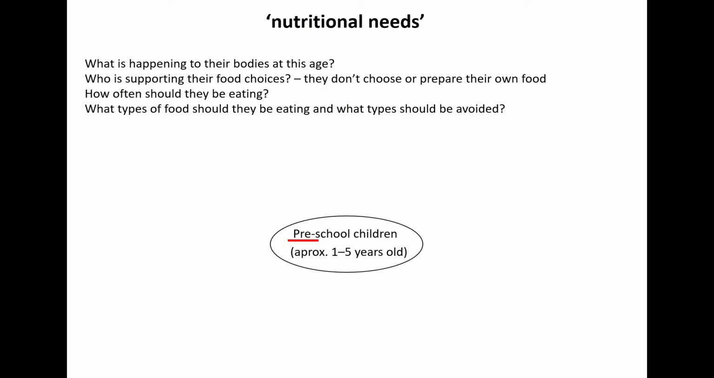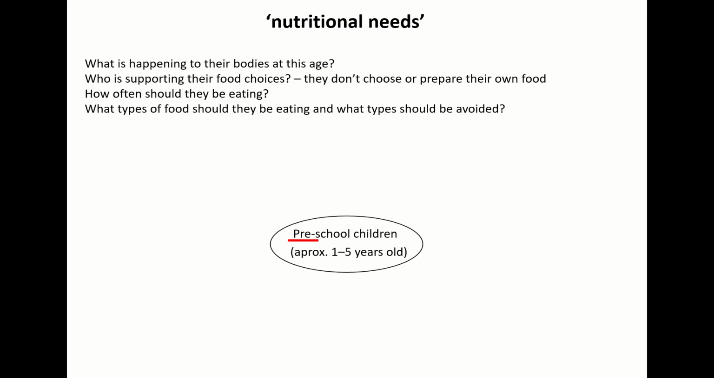So think about this. How often should they be eating? Again, think about the size of a 1 to 5-year-old body and the size of the stomach as well, and how often they should be eating and how much they can eat at a time. And then what types of food should they be eating and what should they potentially be avoiding as well. Okay, so those are some questions to help you think about everything surrounding preschool children and their nutritional needs.